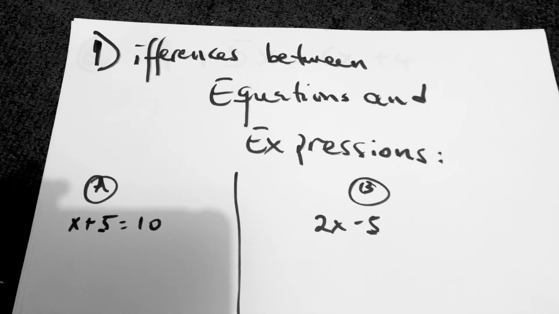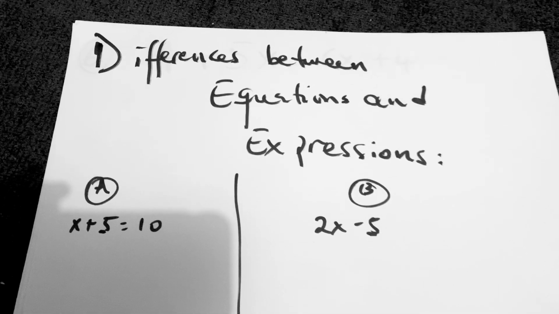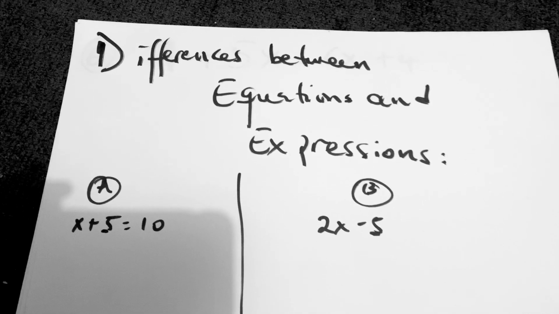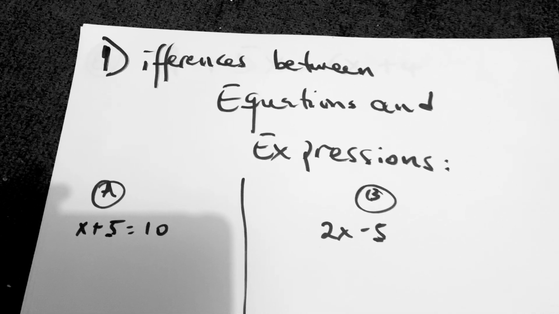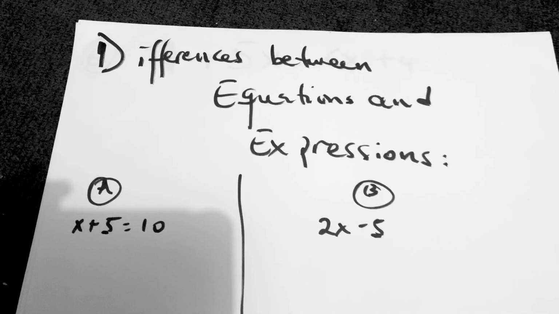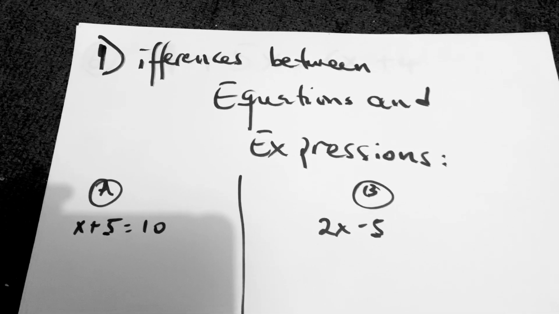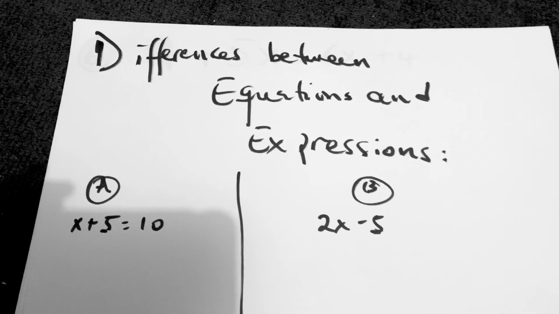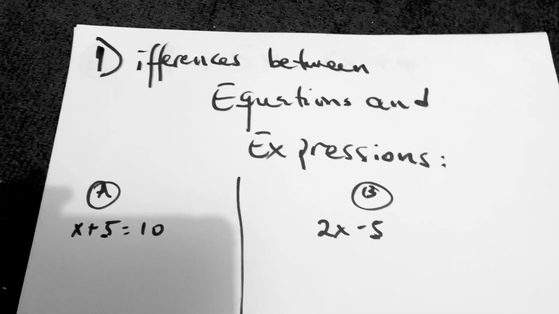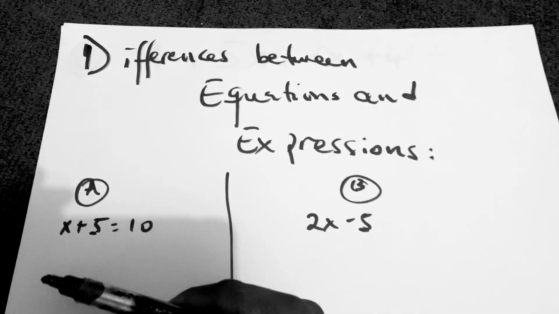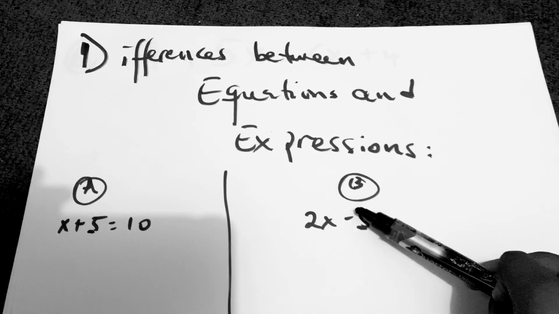Today I really want to make this video to make clear the differences between equation and expression. A lot of people tend to have trouble with these two things, equations and expressions. An equation, as the word says, has an equal to sign, while an expression doesn't have an equal to sign.